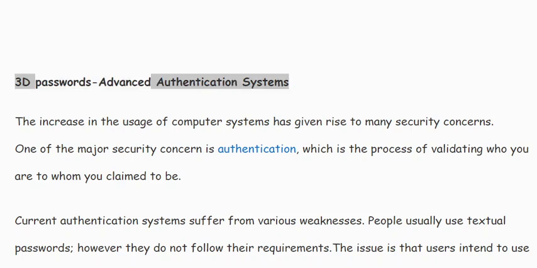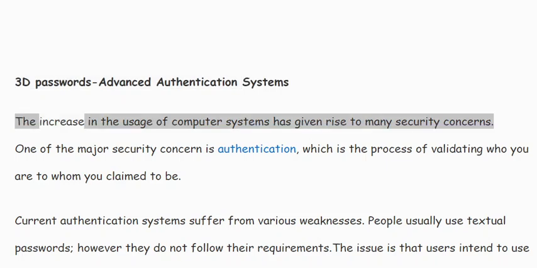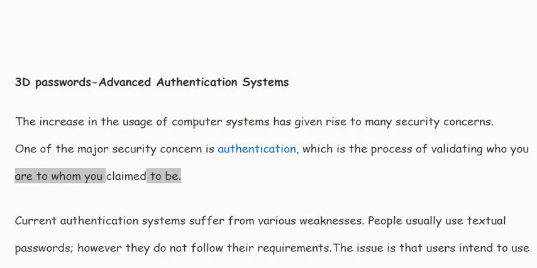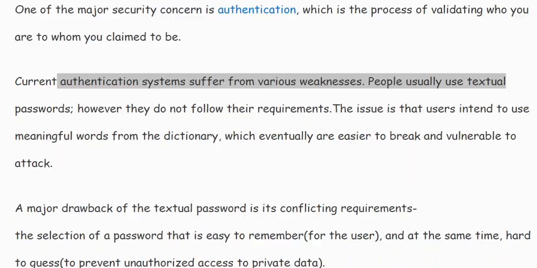3D passwords. Advanced authentication systems. The increase in the usage of computer systems has given rise to many security concerns. One of the major security concerns is authentication, which is the process of validating who you are to whom you claimed to be. Current authentication systems suffer from various weaknesses.